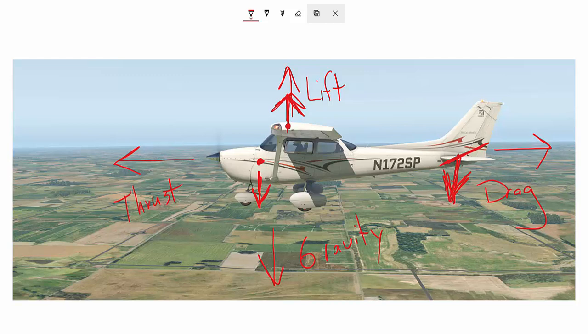In the next video I'm going to talk about how the center of thrust and the center of lift and gravity all play into how you want to have these things set up on an aircraft in order to have a safely operating aircraft.